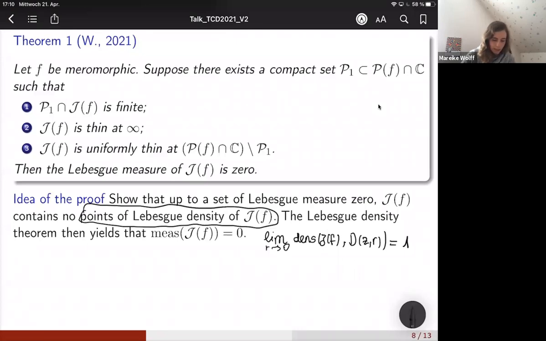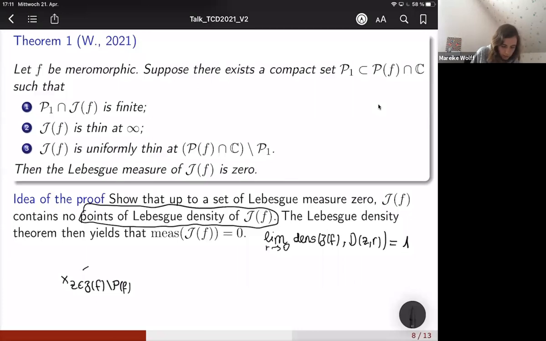And well, how do we do this? Well, essentially the first step is that the Julia set is uniformly thin at the post-singular set minus the set P1, which has finite intersection with the Julia set. This first yields that the intersection of the post-singular set with the Julia set has Lebesgue measure 0. And then if we take some point z which is in the Julia set, but not in the post-singular set, or in fact never mapped to the post-singular set, then we will relate the Julia set near z with the Julia set near iterates of z.